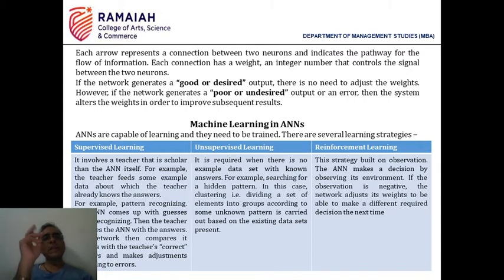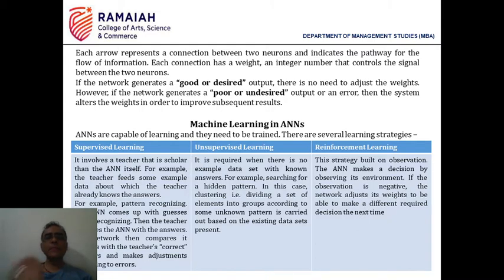In supervised learning, it involves a teacher, that is a scholar, who is more knowledgeable than the ANN itself. For example, the teacher feeds some example data about which the teacher already knows the answer. Take pattern recognition. The artificial neural network comes up with guesses while recognizing. Then the teacher provides the ANN with the answer. The network then compares its guesses with the teacher's correct answer and makes adjustments according to errors. Please note the word correct is in quotes, so that's a key word. You have to understand that and see how supervised learning works.